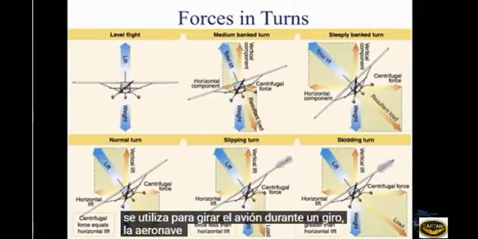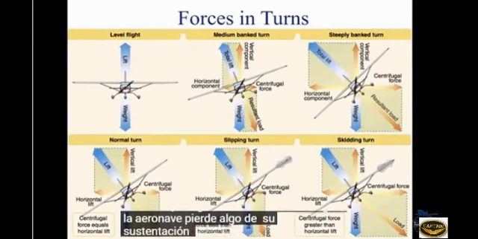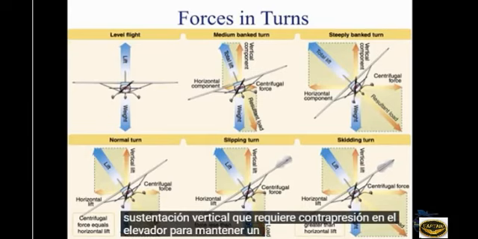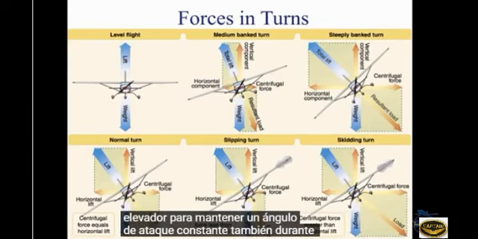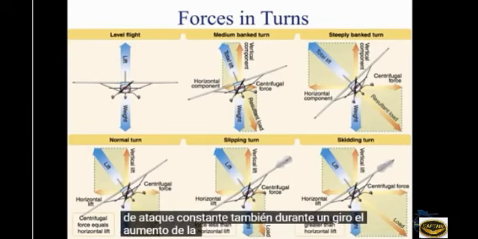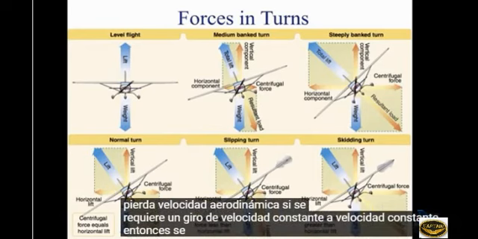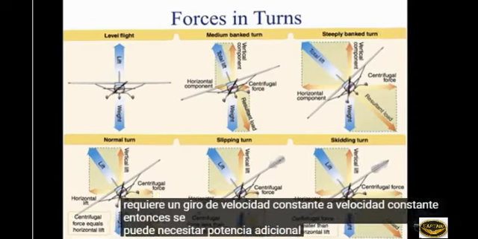During a turn, the aircraft loses some of its vertical lift, which requires back pressure on the elevator to maintain a consistent angle of attack. Also during a turn, the increased drag causes the airplane to lose airspeed. If a constant speed, constant rate turn is required, then additional power may be needed.